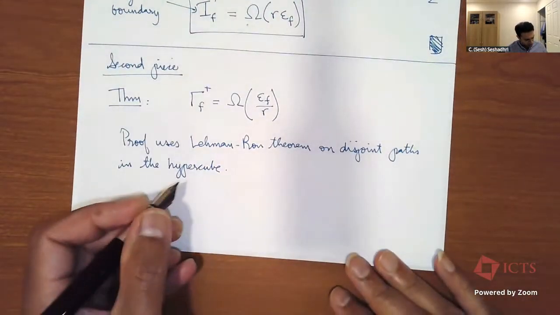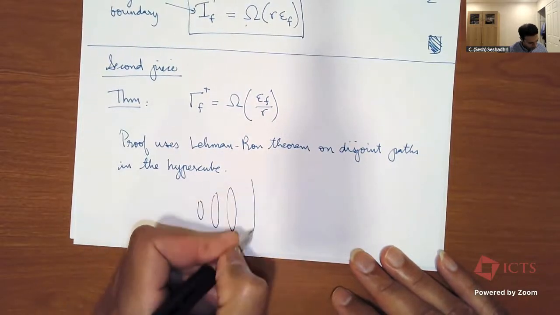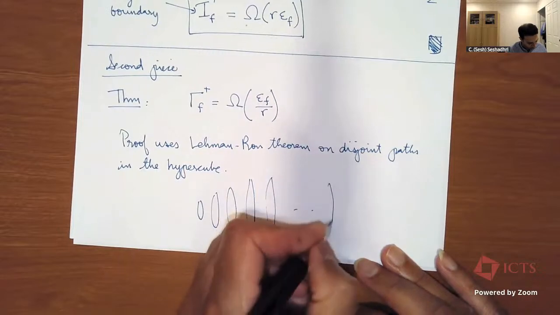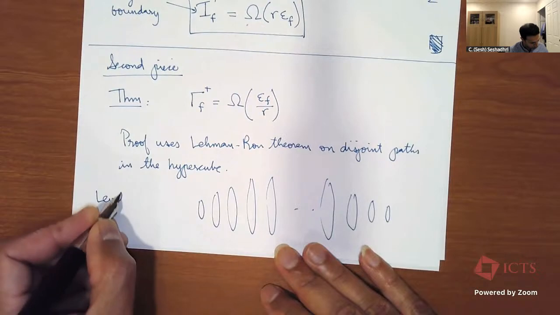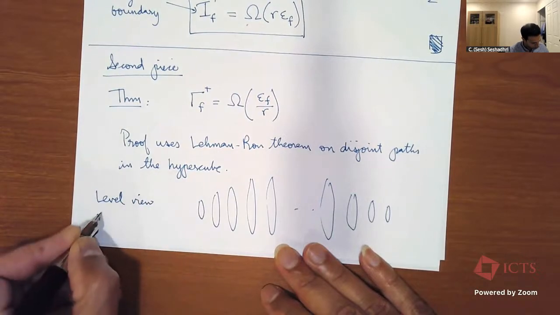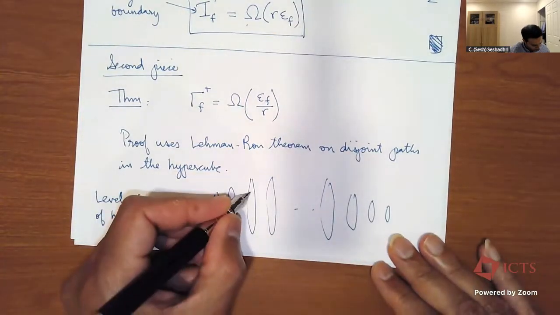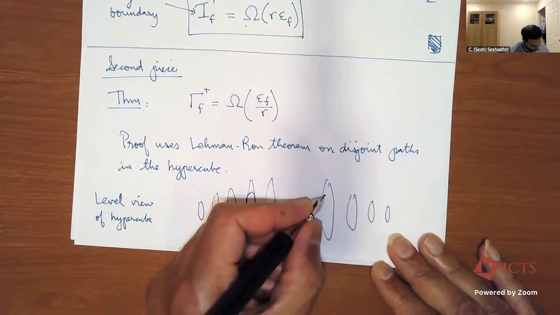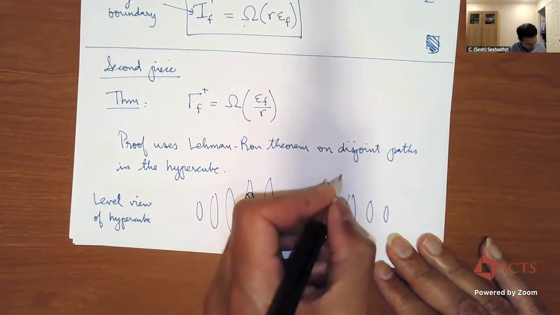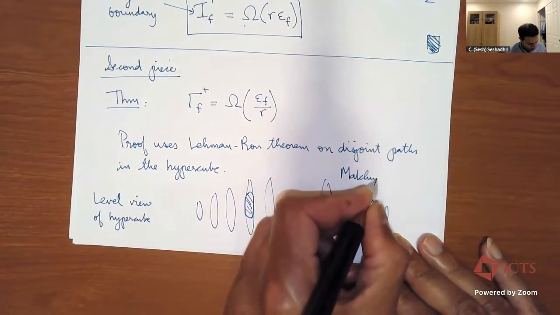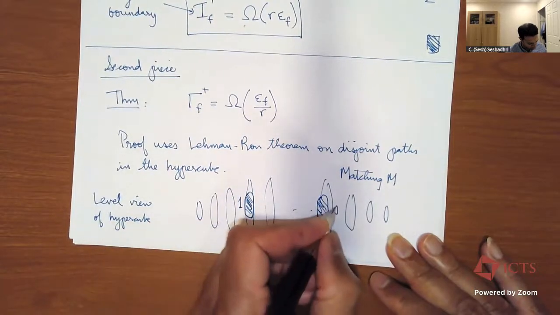And so I'll just give you a quick cartoon proof. Instead of taking a dimension by dimension view, you can take a level by level view of the hypercube. And then if you look at your matching M, it has, let's say, pairs here and here where these have value 1 and these have value 0.